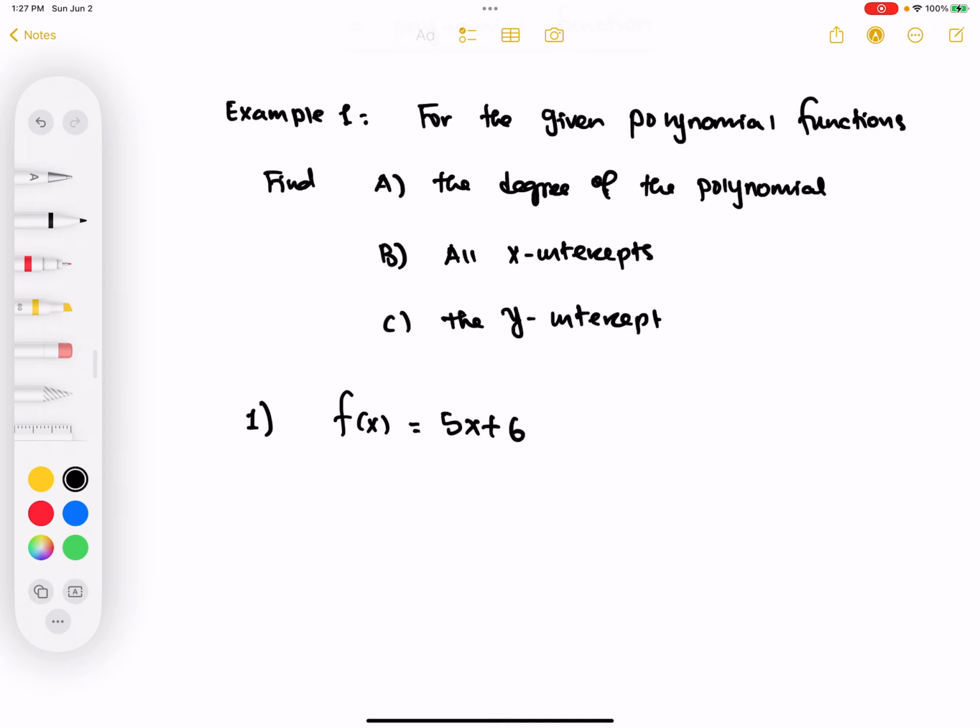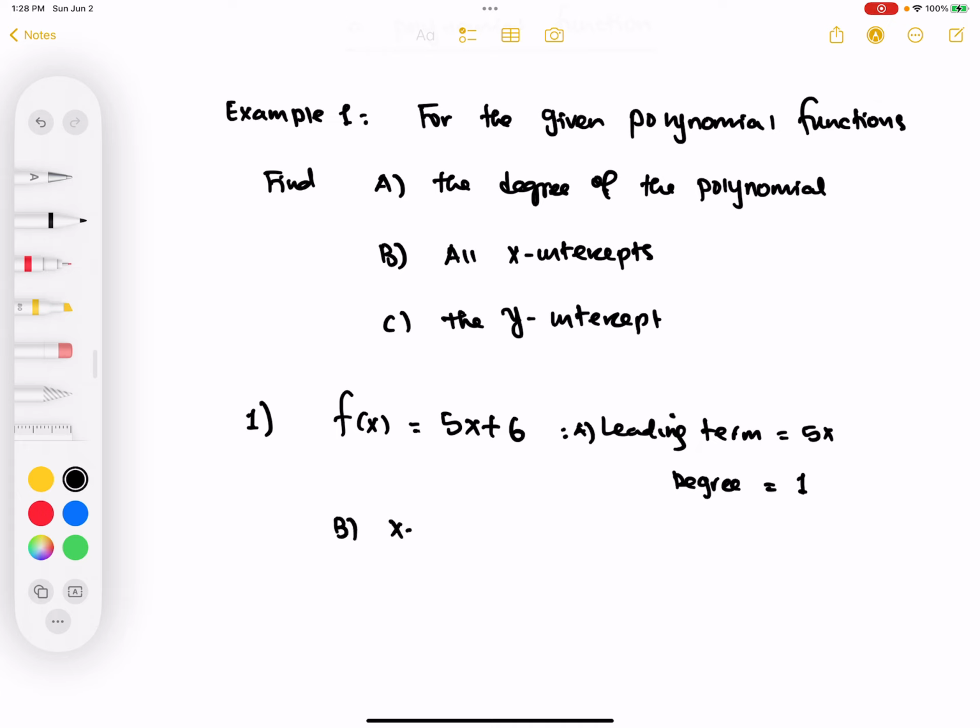Now, in order to find the degree of the polynomial, the leading term is 5x, so the degree of this polynomial is just 1. That is, we answered the first one.